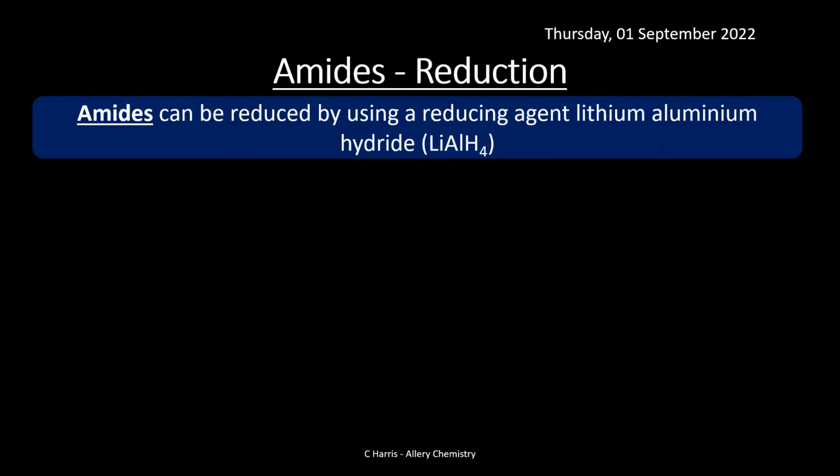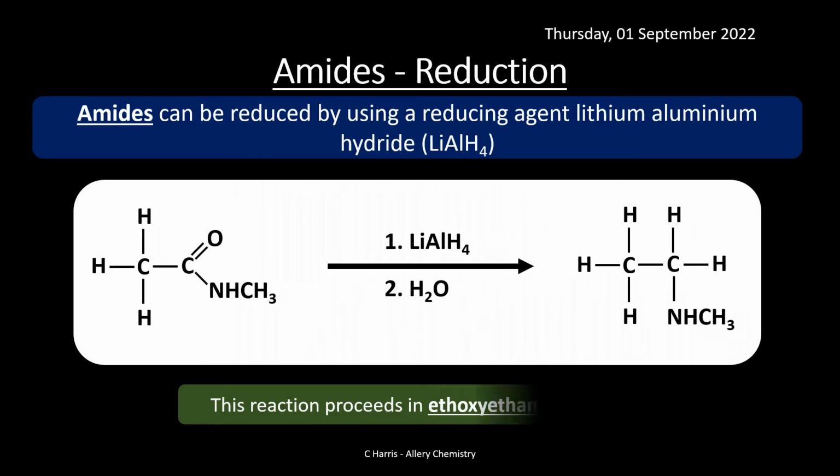Okay, so amides can be reduced as well by using a reducing agent, and you've seen this reducing agent quite a few times. This is lithium aluminium hydride, LiAlH4, and you can see here that we've got our N-substituted amide, which is this one here. This is N-methyl propanamide, as you can see, because you've got ethanamide, because you've got two carbons.